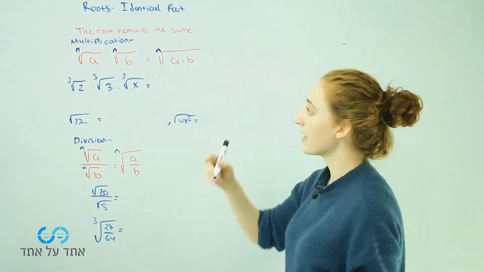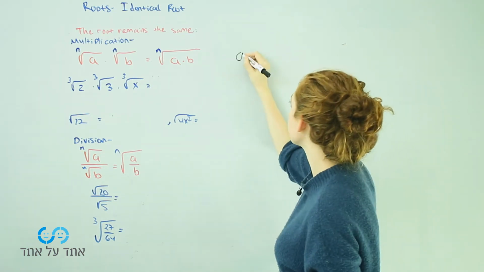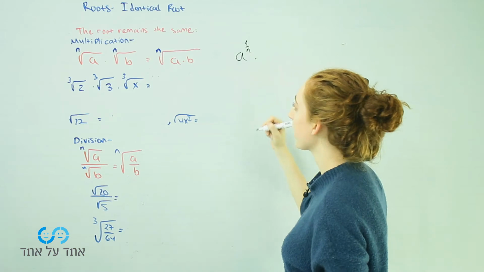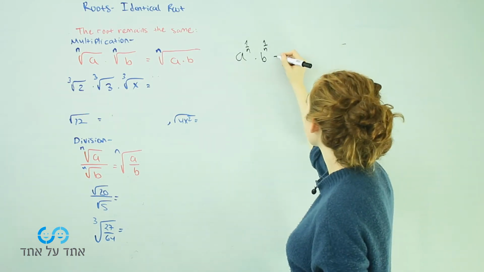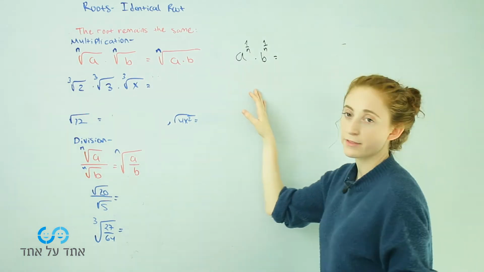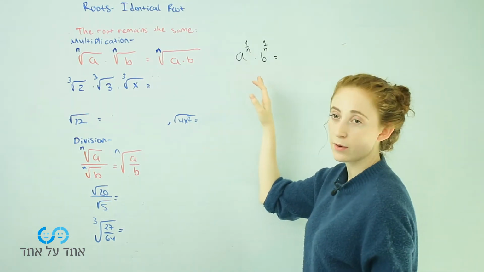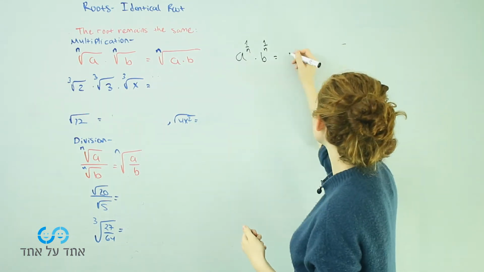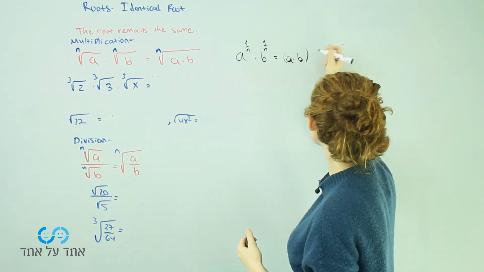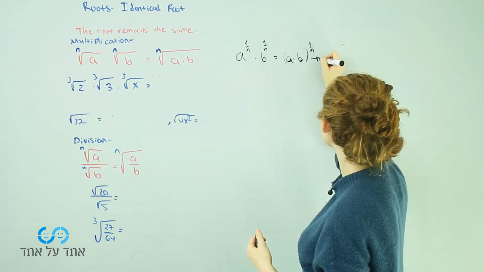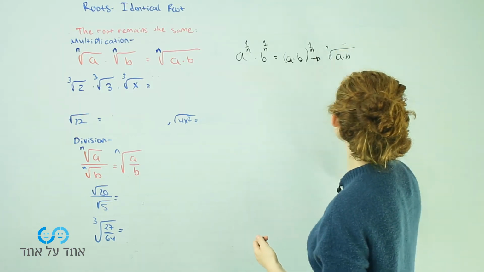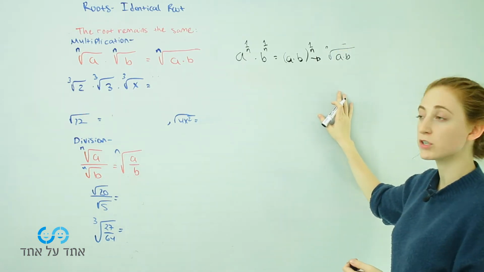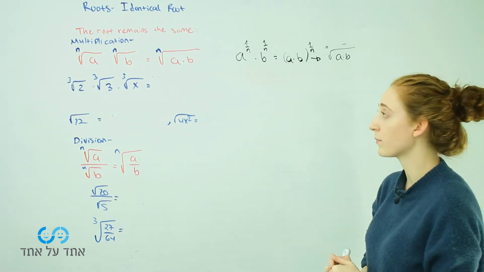So I can say that the nth root of a is a to the power of 1 divided by n. I can say that this is b to the power of 1 divided by n. Now we've spoken about this in powers. When we have the same power, I multiply my bases, a times b, all to the power of 1 divided by n. And if I were to go back to roots, I would get the nth root of a times b. Okay, which is exactly our rule, exactly where we came from.